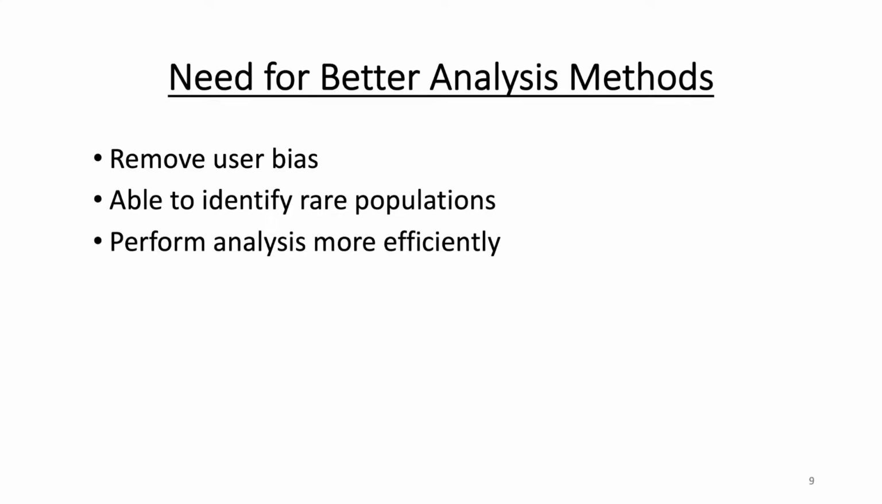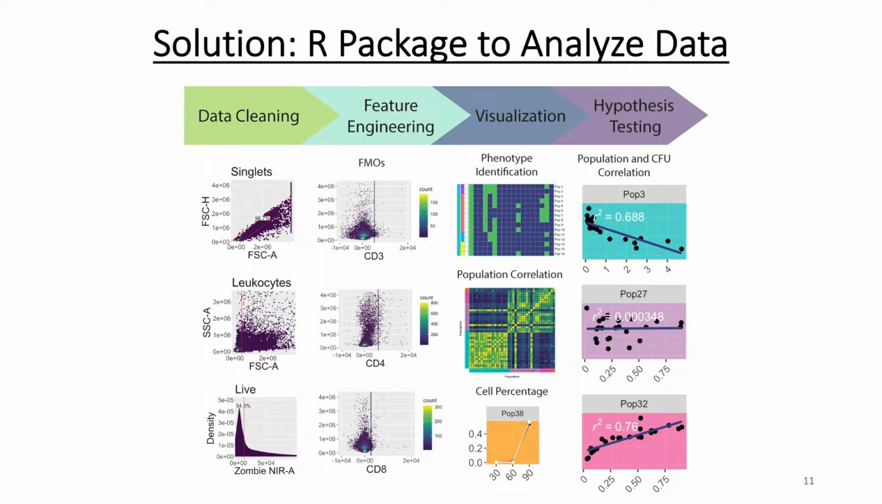So there's clearly a need for better analysis methods that can remove some of the user bias using FMOs, are able to identify very rare populations, and that can perform analysis more efficiently. So as an alternative to manual gating, I developed a data analysis pipeline in R package to analyze flow cytometry data. And it occurs in 4 main steps: data cleaning, feature engineering, visualization, and hypothesis testing. And I'm going to go into each of these different steps in a little bit more detail.